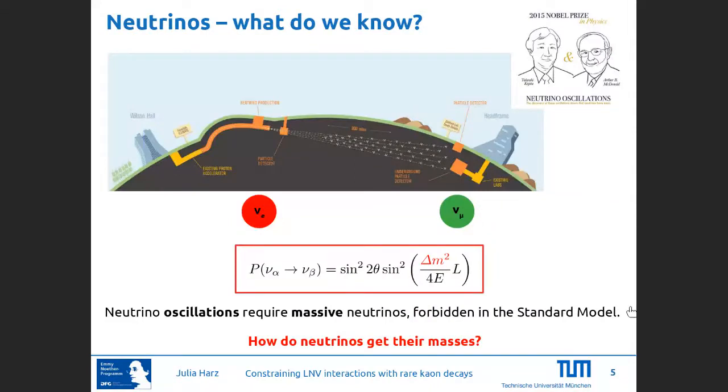Of course, especially since 2015, not only among physicists, the neutrino oscillations are well known. Here you see a neutrino beam shot through the underground to the detector, and then we see an oscillation of the neutrinos. What we know is that this oscillation in the flavor of the neutrinos is basically only possible when the neutrinos have masses. Of course, then the question is, how do they get their masses?